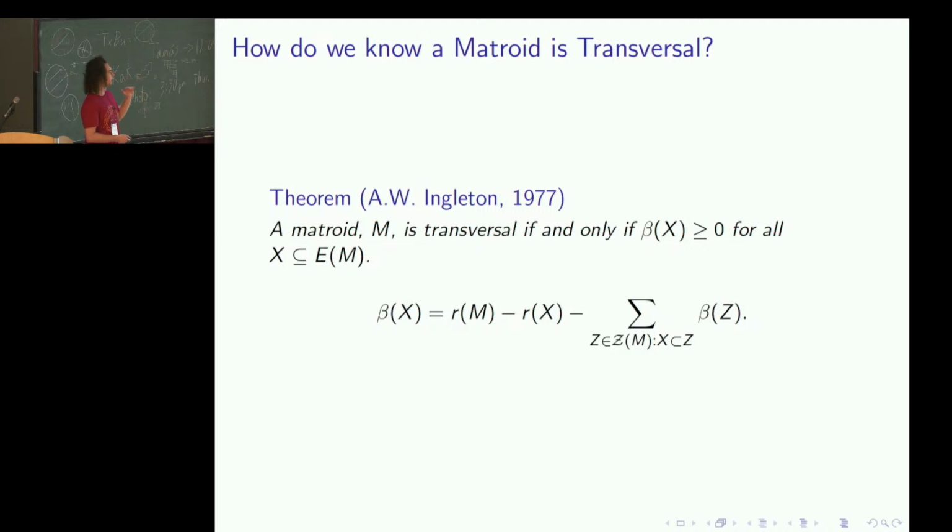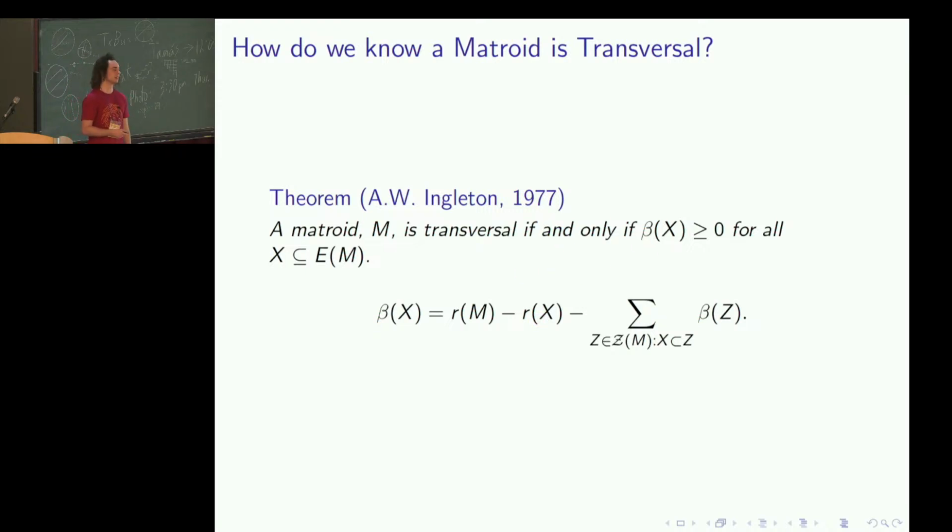So we're sort of working our way down. We care about all the cyclic flats that contain the set we're looking at, and then we can calculate this formula for beta. And it turns out that if beta is non-negative for every set in the matroid, then it's a transversal matroid, and that's the if and only if characterization. So it's a very nice characterization.